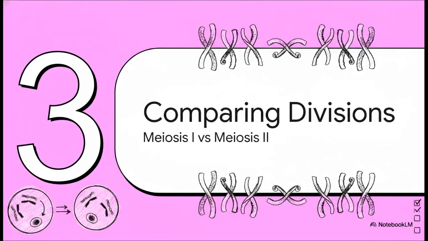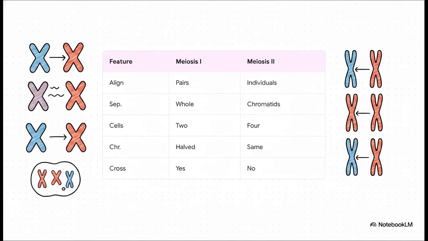All right, on to part 3, comparing cell divisions. Meiosis I versus meiosis II. Classic exam format coming up. Let's break this down together so you can completely dodge those common exam pitfalls. In meiosis I, chromosomes arrange at the equator in homologous pairs, but in meiosis II, they line up individually.